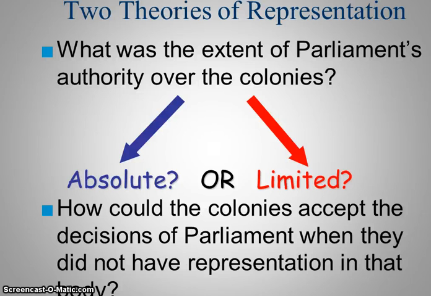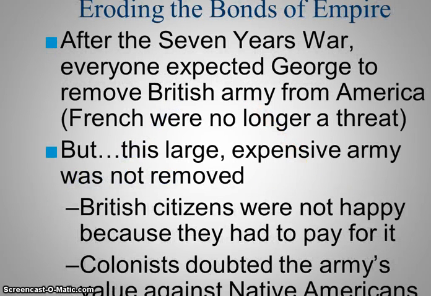What was the extent of Parliament's authority over the colonies? Was it absolute or was it limited? How could the colonies accept the decisions of Parliament when they did not have representation in that body? And that's a huge issue. It was a two to three month voyage to get across the Atlantic, and by the time decisions are made by Parliament, they're slow to be enforced. And so when you need decisions made quickly, is it best that Parliament is the sole decision maker?